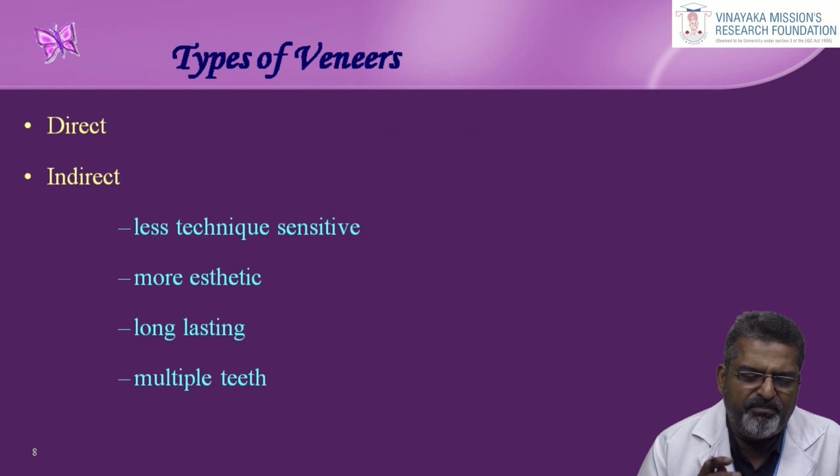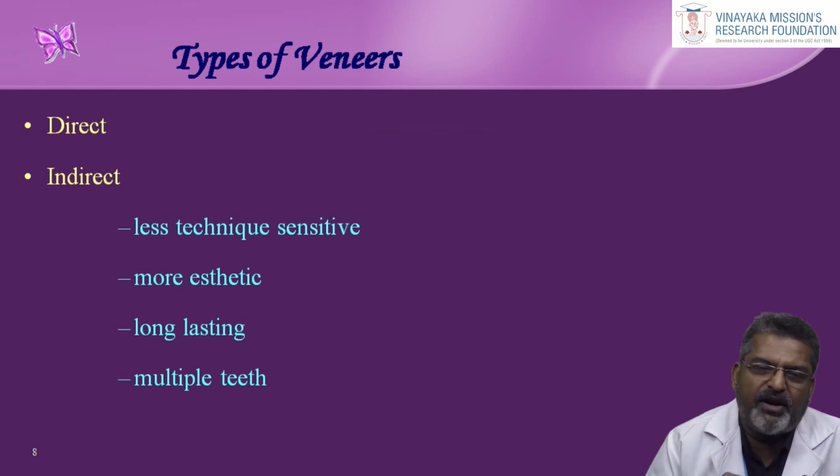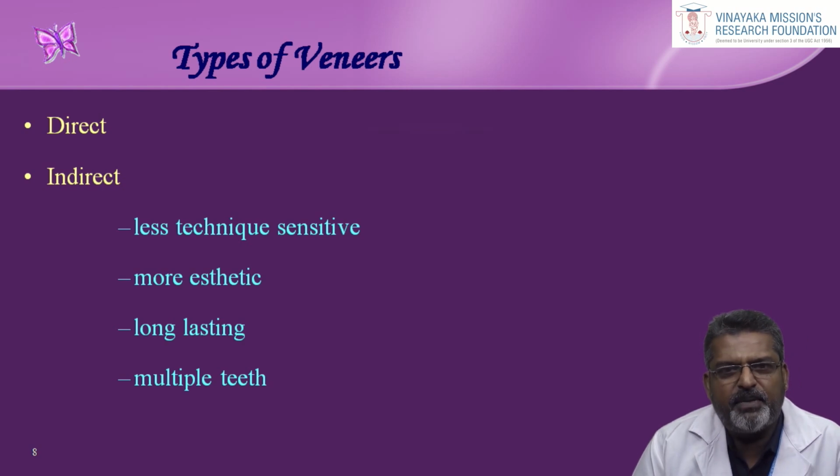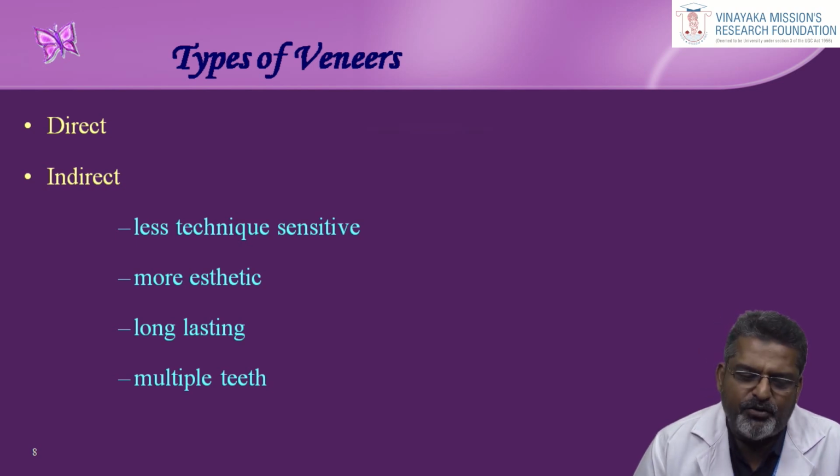Coming to the types of veneer based on the fabrication technique. As you know, in conservative dentistry they also do laminate veneers. That kind of veneer is called a direct veneer, that is, you do it chairside, which is your composite veneering. We have indirect composite veneering also, but direct veneering is the kind of veneering done directly in the patient's mouth, chairside, in the clinical setting. That kind of veneer is called direct veneering.